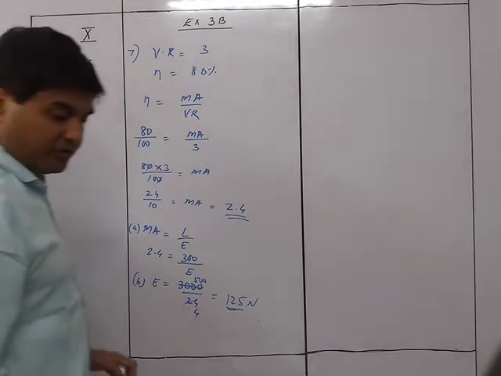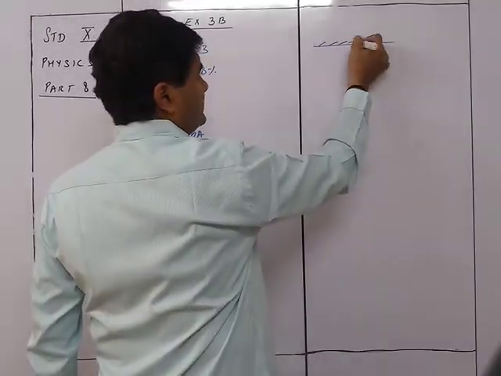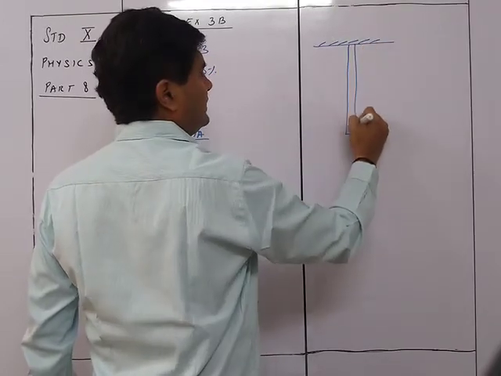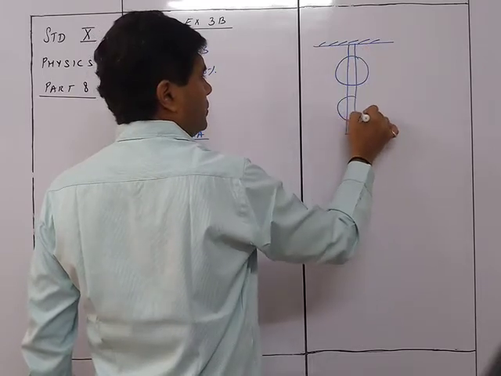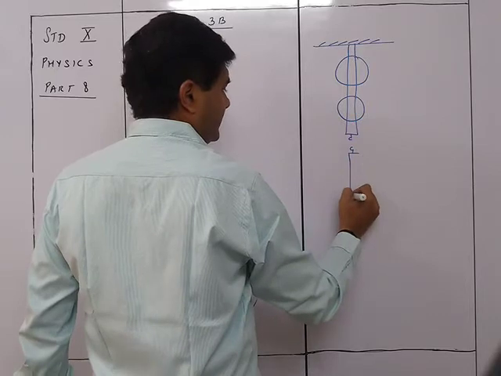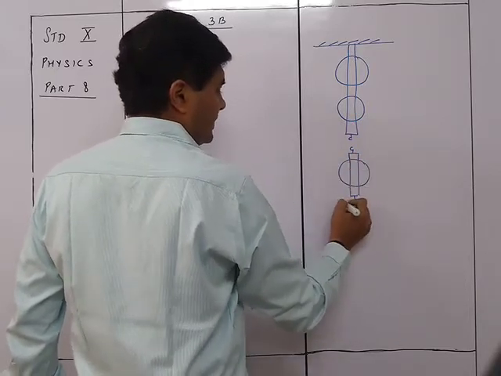We are asked to draw the figure also. So the figure will be very simple. There is going to be this particular rigid support, and to this rigid support will be connected two pulleys, which will be fixed pulleys over here, 1 and 2, and then there will be a hook and another hook over here. Connected to this will be another single pulley like this, which is connected to the load.